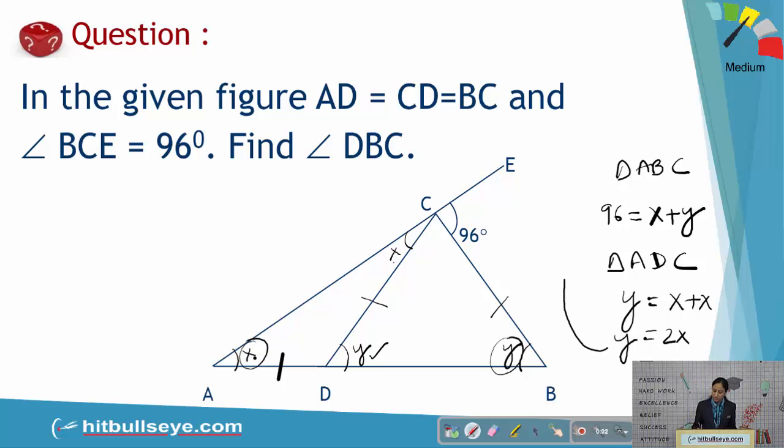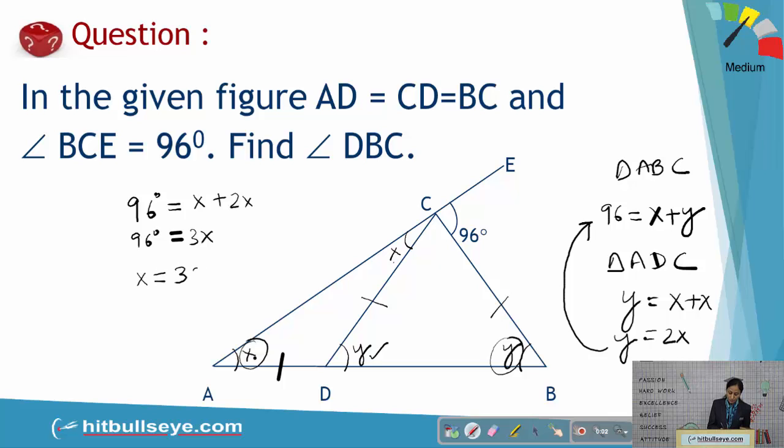So if we substitute this value of y here, we get 96 is equal to x plus 2x, that is 3x is 96 degrees. Hence, x comes out to be 32 degrees. Now, we were asked to find out the angle DBC, which is the angle y here. So, y is twice of x, that is 64 degrees.